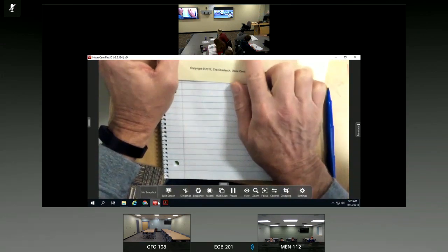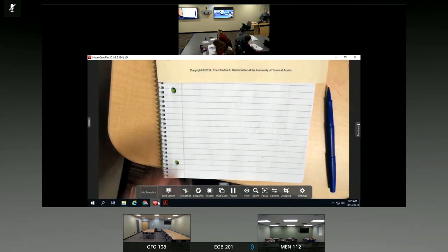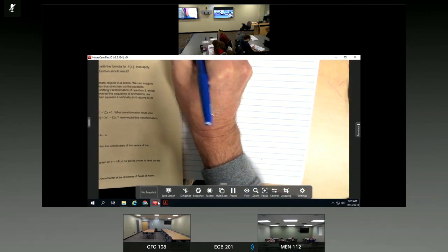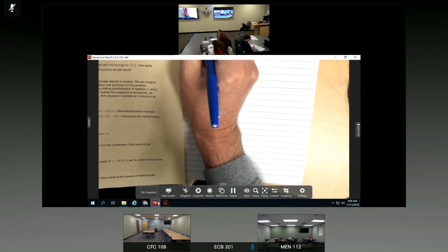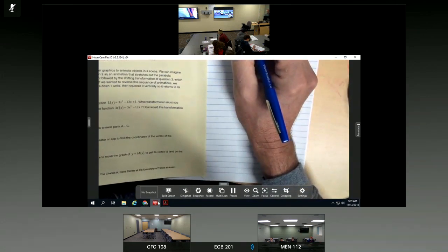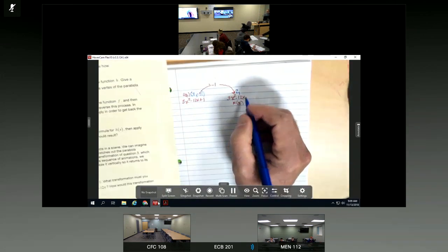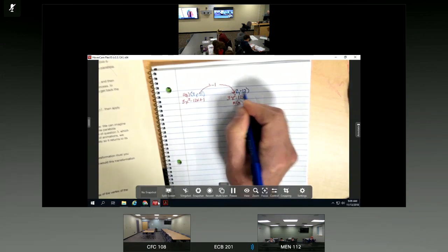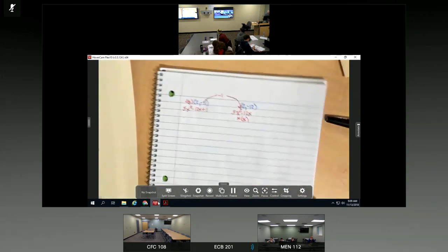Next. Using a graphing calculator or app, find the coordinates of the vertex of the parabola m of x. Well, we just said what they are. What were those coordinates? In this case, the vertex was at over 2, down 12. Good. So that's where our vertex is now.